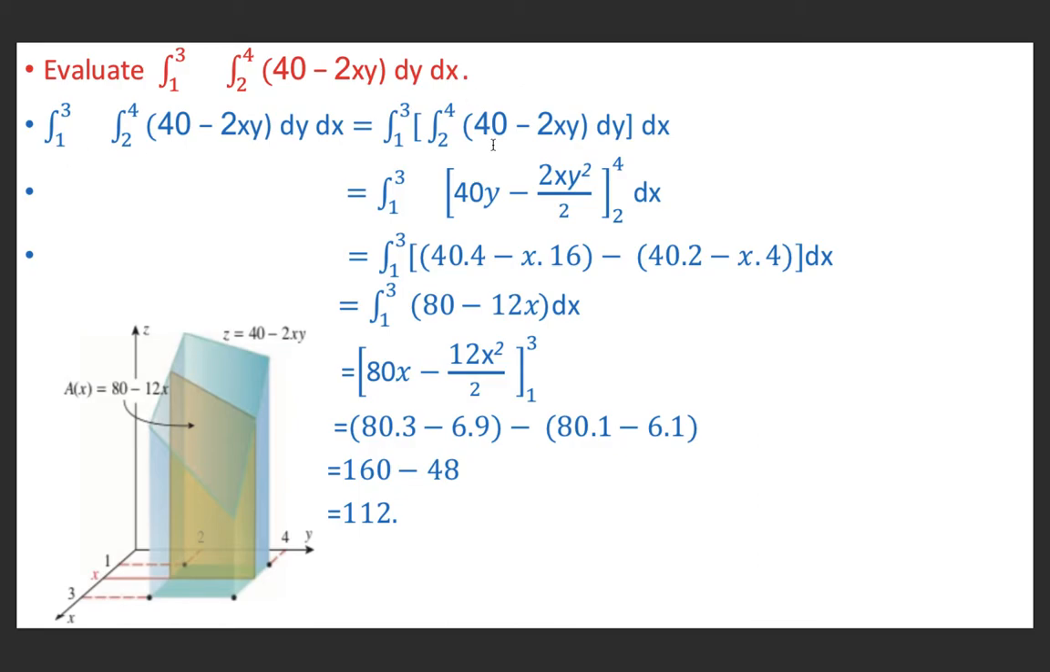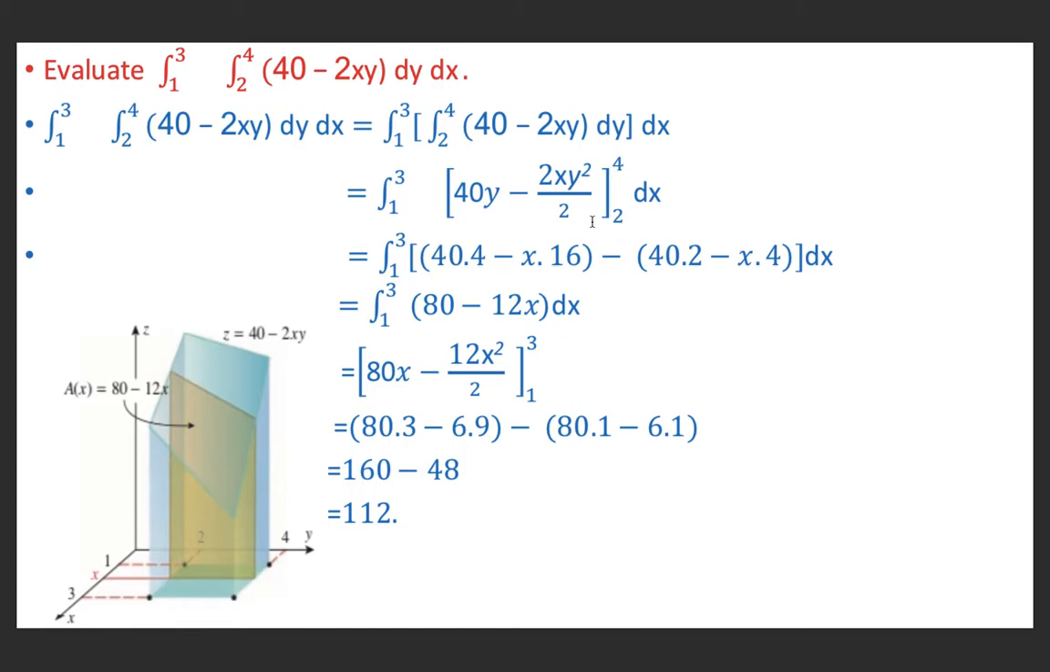So integration of 40 minus 2xy with respect to y, treating x as constant, is 40y, because integration of 1 is y and 40 is constant. Minus 2x is constant because we are integrating with respect to y, and integration of y is y square upon 2. The limits of y are from 2 to 4 here, so we are integrating between the limits 2 and 4.